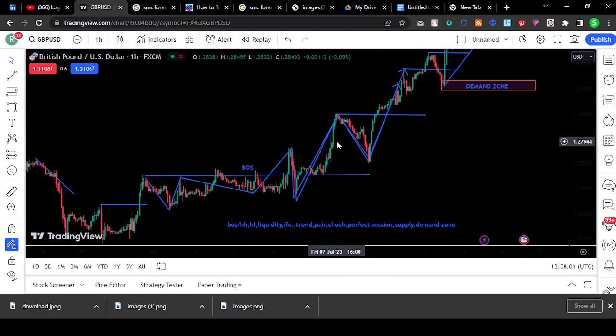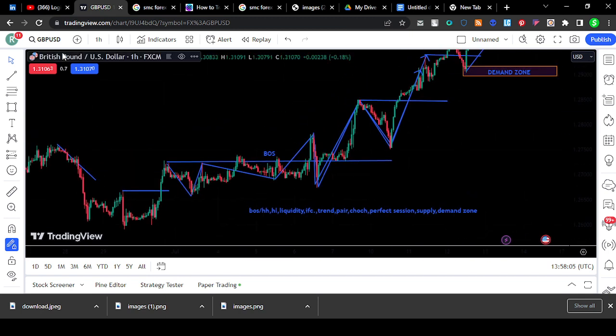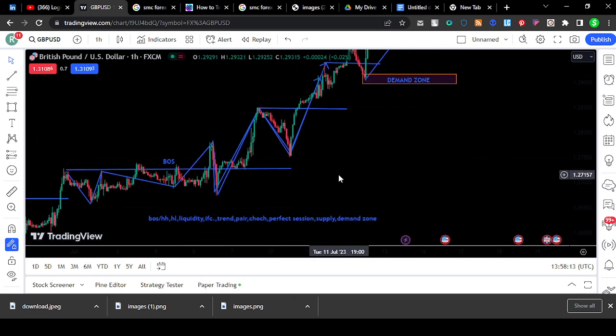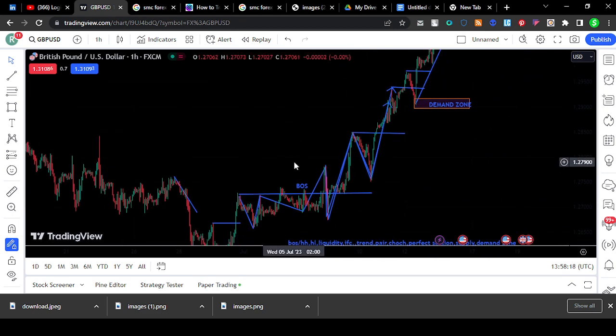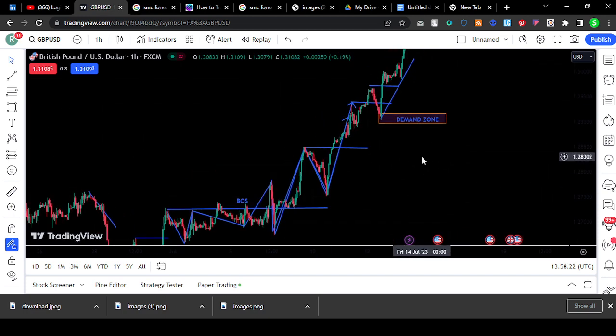Okay, so my analysis pair today is GBP USD, Great Britain versus USD. Let me just introduce you to the market. First you need to know the trendy market. Is it a trendy market or not, or against the trend, which you are seeing here?